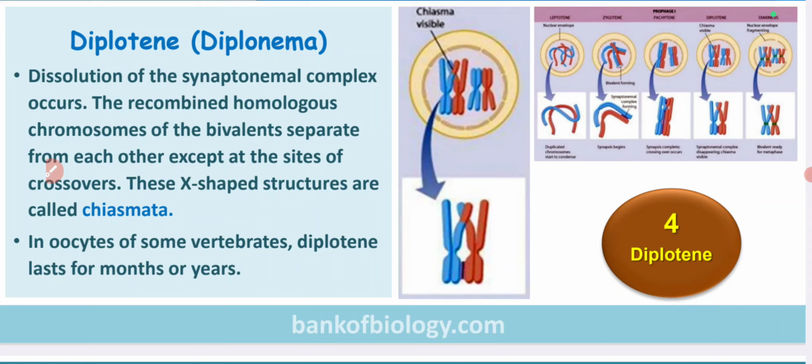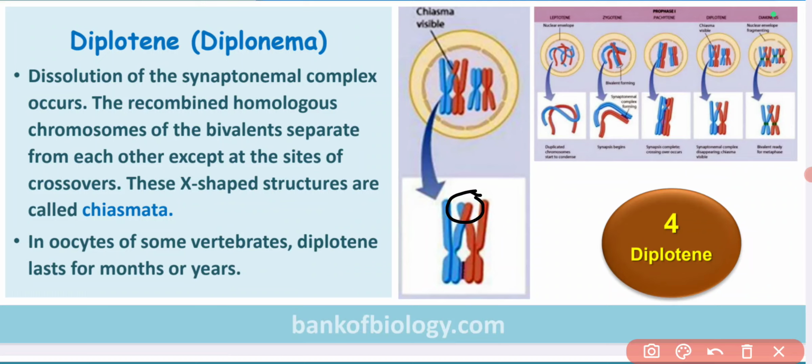Dissolution of synaptonemal complex occurs. The recombined homologous chromosomes of the bivalent separate from each other except at the site of crossing over, and the X-shaped structure. This X-shaped structure is called chiasma or chiasmata.